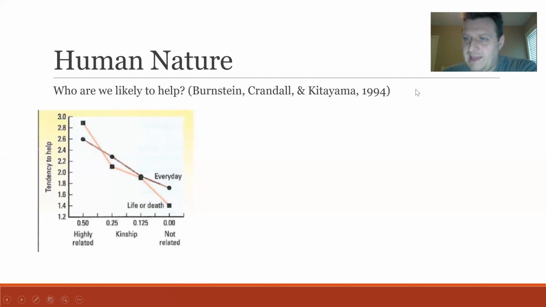Now let's look at age. Are you more likely to help a baby? Are you more likely to help a middle-aged person? Are you more likely to help grandma? Think about that in terms of everyday situations or life or death. Who are you likely to go into a burning building for? Baby, teenager, middle-aged adult, grandma. Versus everyday kind of help.